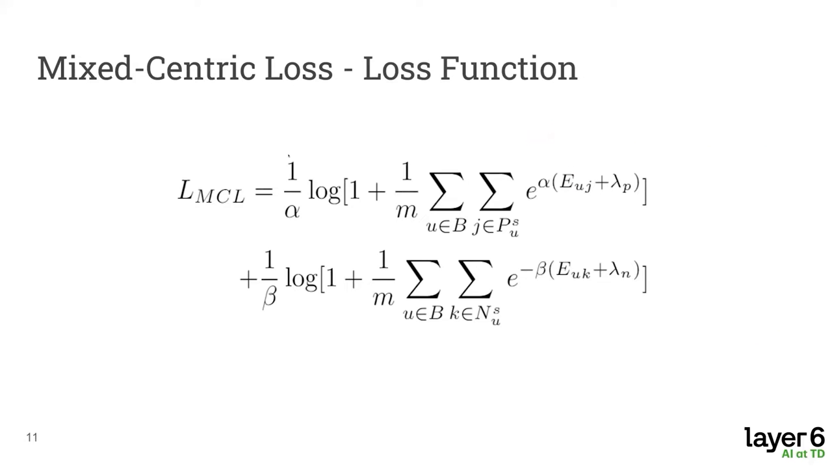The top part corresponds to the loss from the positive pairs, and the bottom part corresponds to the loss from the negative pairs. In the loss function, M is the batch size, B is the batch of users, PSU and NSU are the selected positive and negative items for user U from the pair mining process. There are four hyperparameters in the function. Alpha and beta control the loss contribution from positive and negative pairs respectively. Lambda p and lambda n control the margin allowance for the positive and negative pairs.